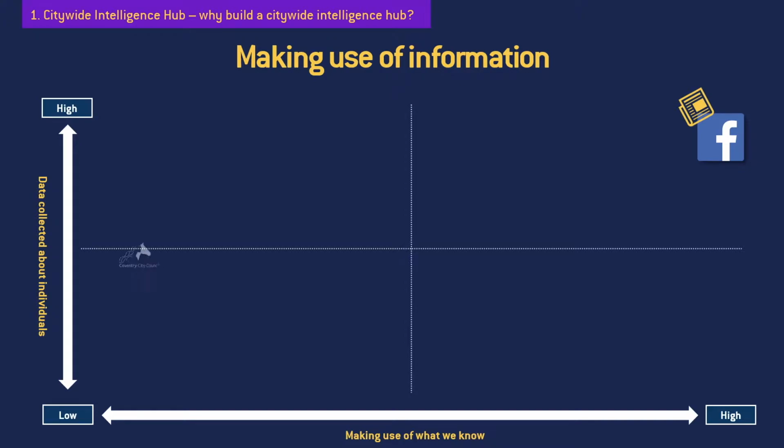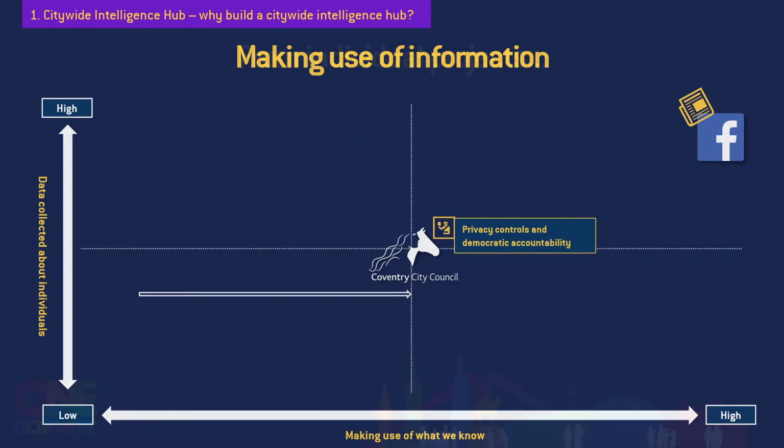I think this is somewhere where Coventry City Council is. We collect some information about individuals, not quite as much as Facebook does, and we don't really make use of that information. What we really want to do is to right-shift the council, backed by strong privacy controls and democratic accountability, so that we can make better use of the information that we collect, while ensuring that privacy is protected.